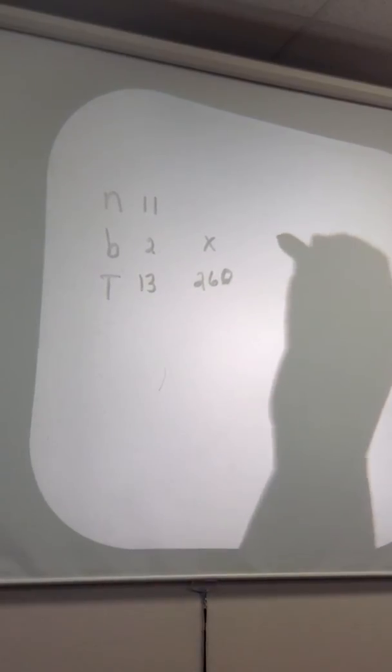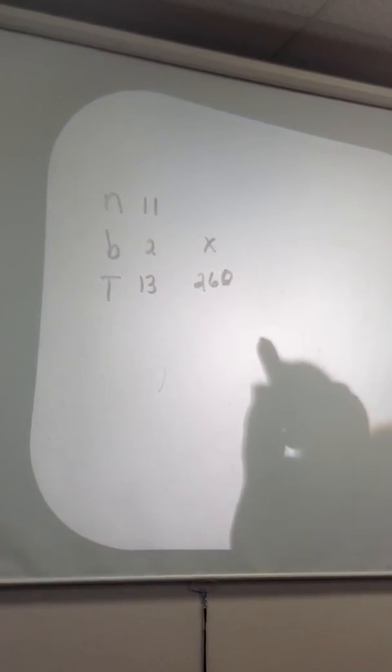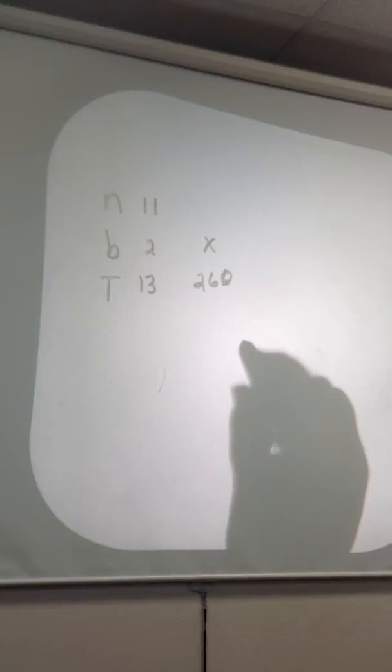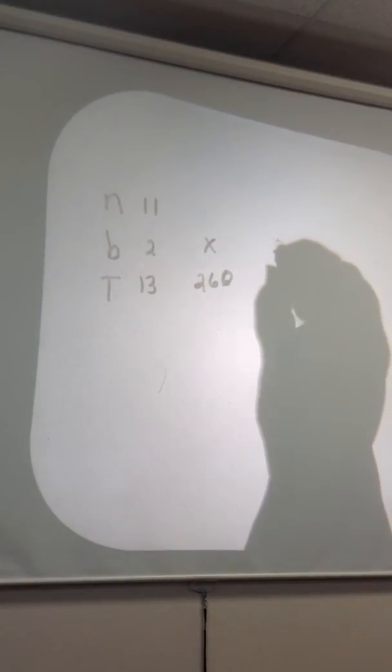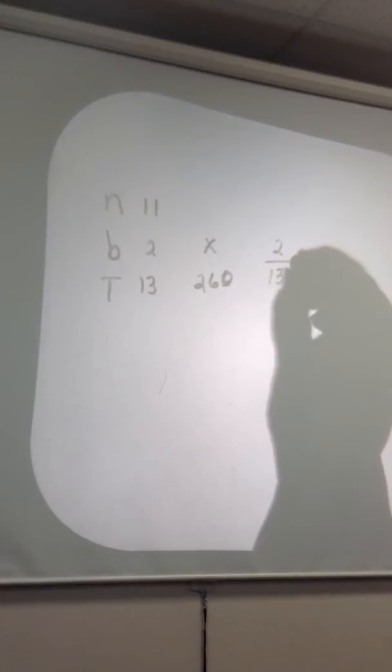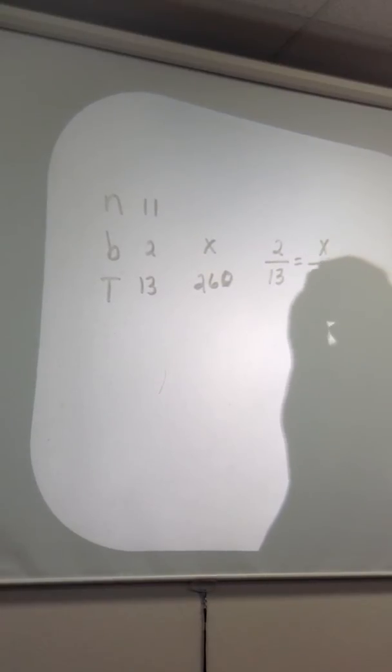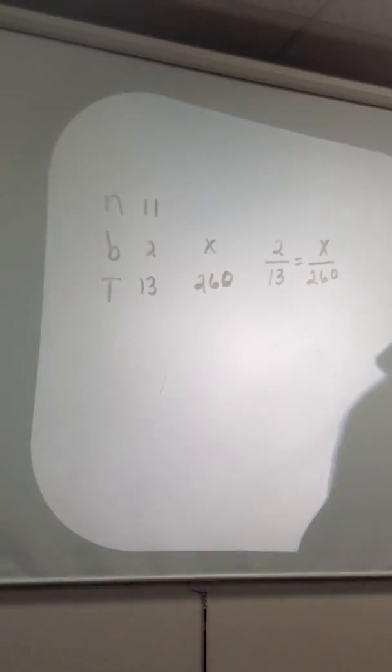And they actually show you putting your finger over it, and I think that's a very good idea, because by doing that, you don't get mixed up picking the wrong one. So then your proportion is going to be 2 over 13 equals x over 260.